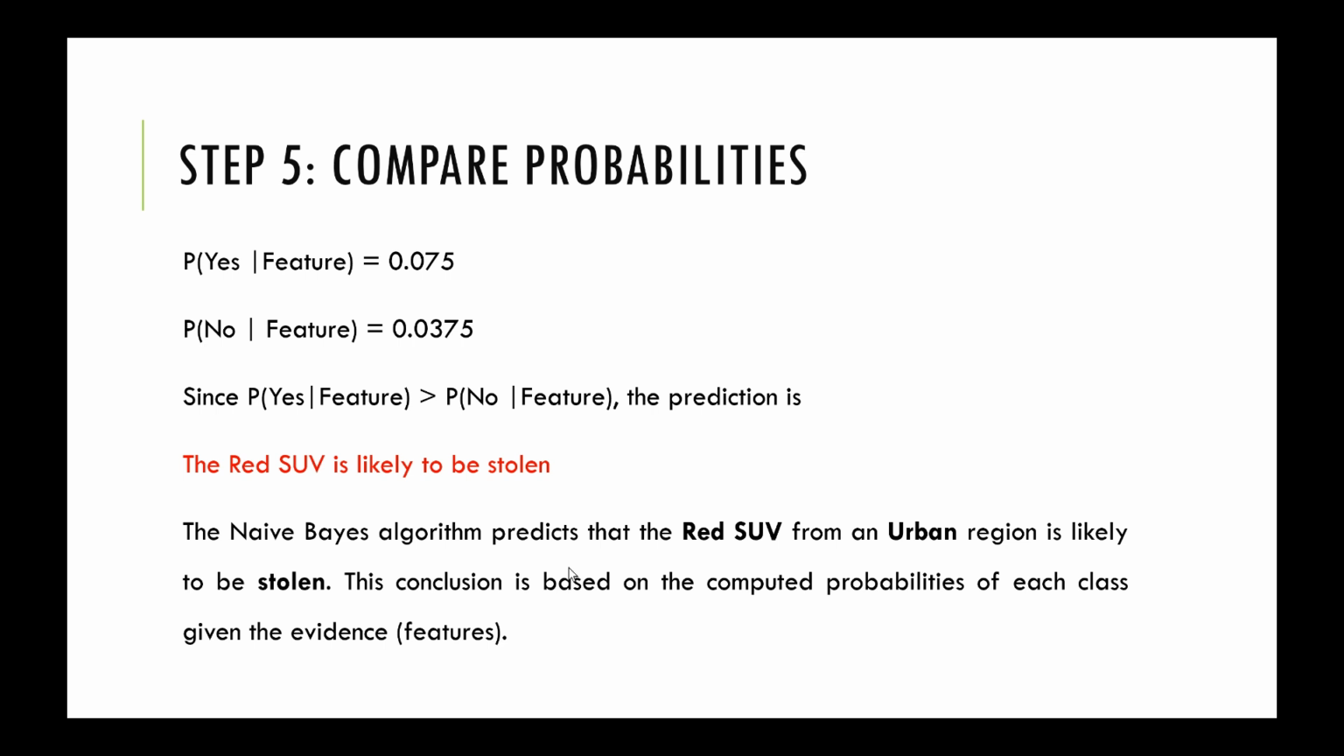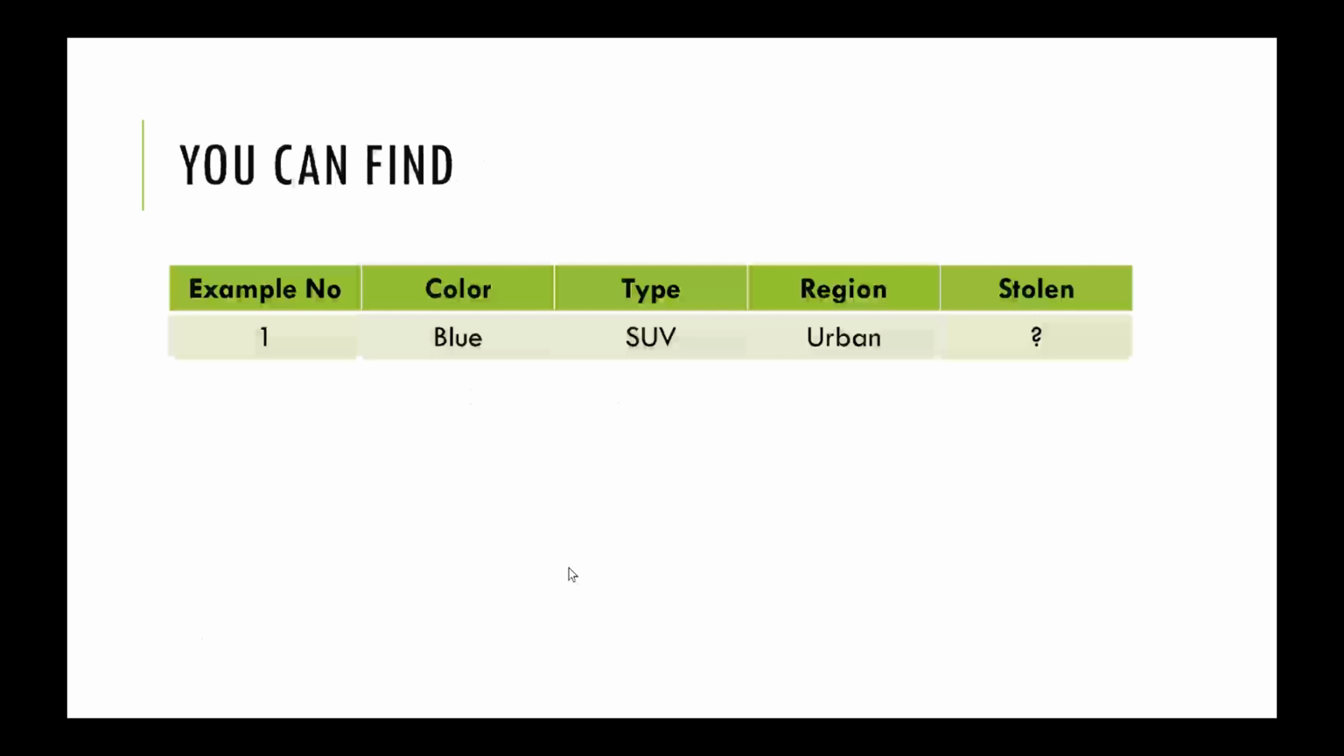Now you can calculate for this and practice. For example, for color blue, type SUV, region urban, find whether it is going to be stolen or not. Follow the same procedure and find out whether the blue SUV urban is stolen or not based on the data set. I hope that you understand the procedure of how to calculate and find the probability using the naive Bayes classifier algorithm. Thank you.